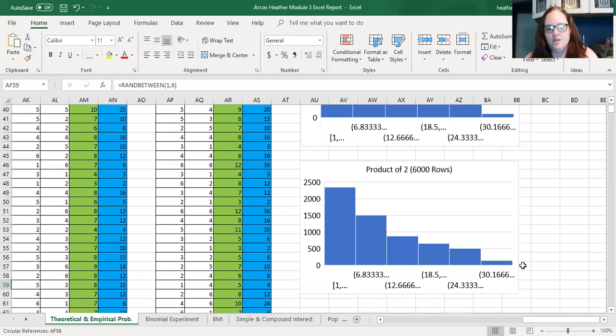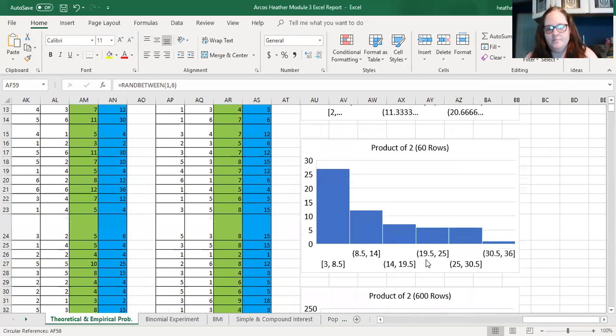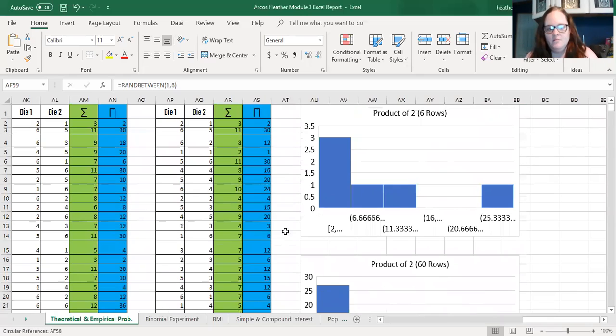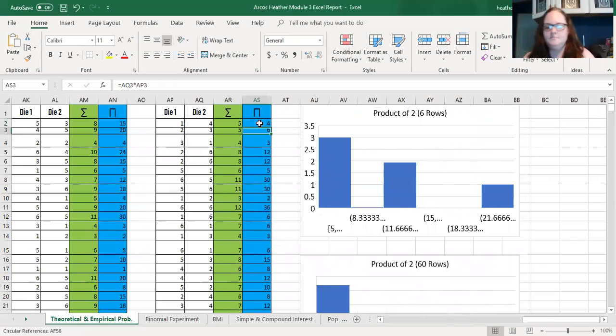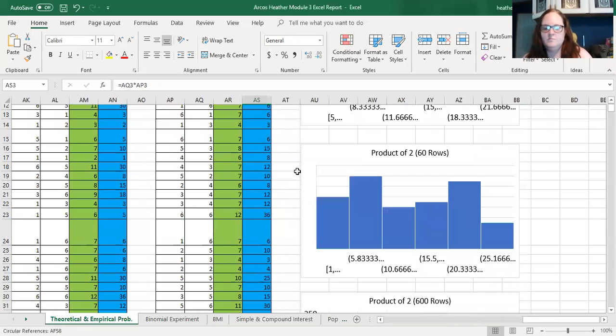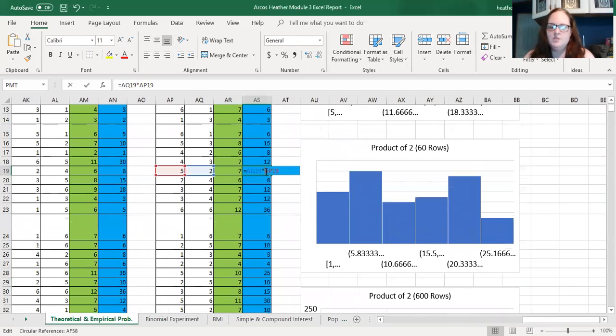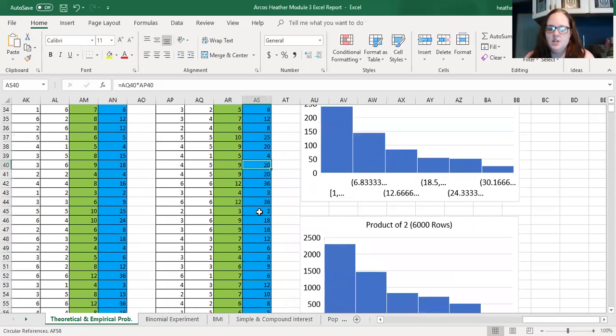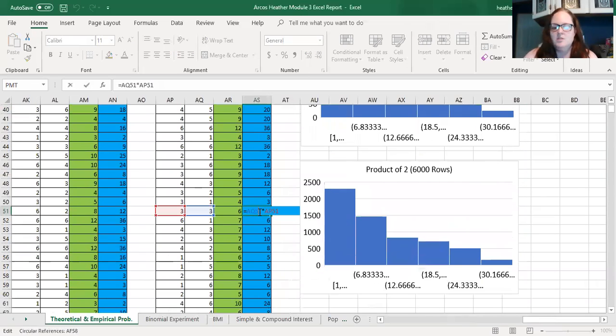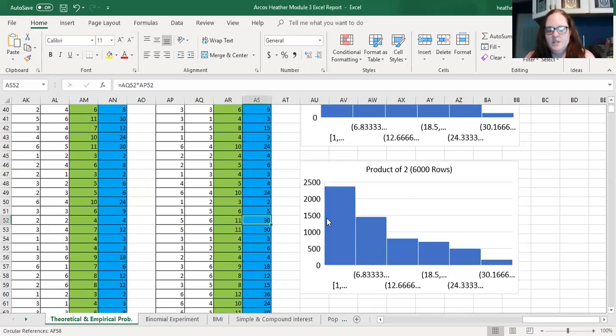The same with the product. This one is 60 rows. Show our 600 as it changes, and 6,000. See, even though there's more numbers, it kind of seems to stay similar.